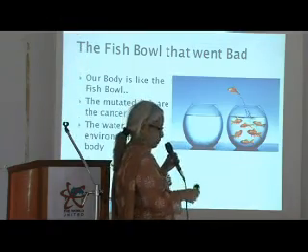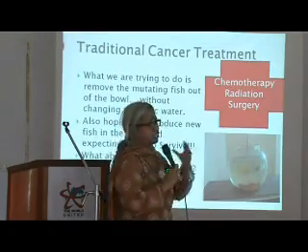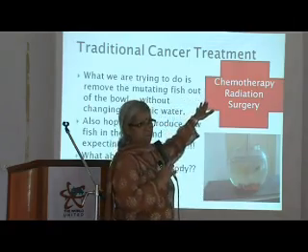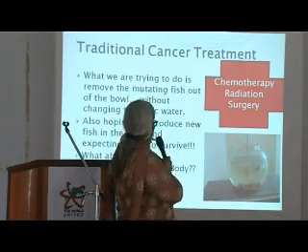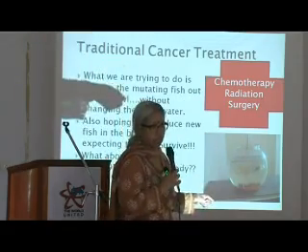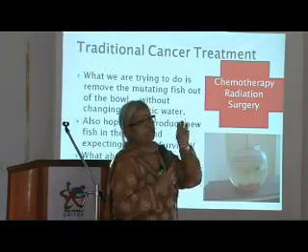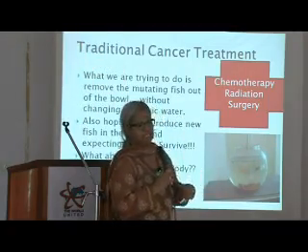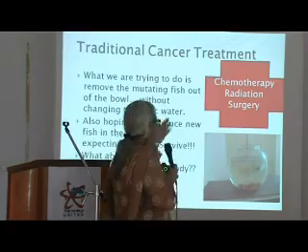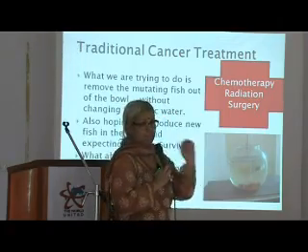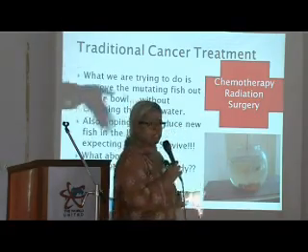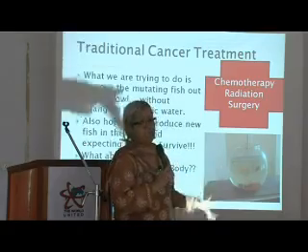And what is this environment? In traditional cancer treatment, what are we trying to do? We are providing chemotherapy, which is trying to remove that mutating fish or the fish that has gone dead out of that bowl. When we give chemotherapy, we are trying to kill the cancer cells, but along with killing the cancer cells, we are also killing healthy cells. So that is like the side effect. In radiation, again, we're targeting radiation to shoot down these cancer cells. And in surgery, we're just chopping off that part and removing it.